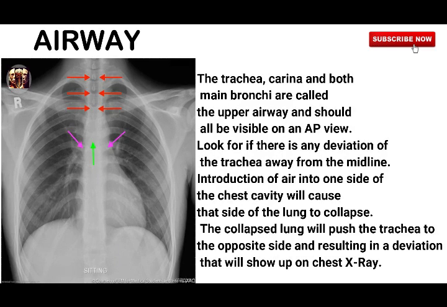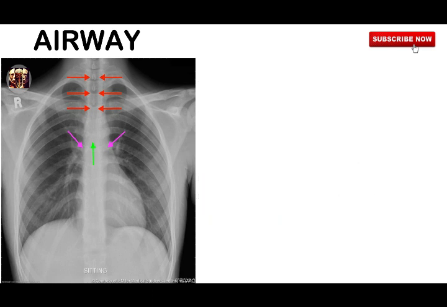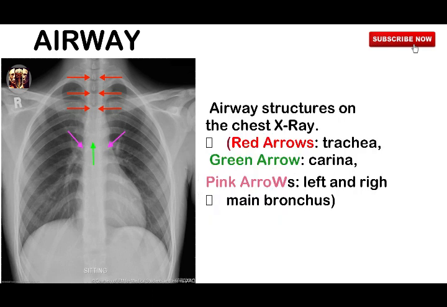Airway: the trachea, carina and both main bronchi are called the upper airway and should all be visible on an AP view. Look for any deviation of the trachea away from the midline. Introduction of air into one side of the chest cavity will cause that side of the lung to collapse. The collapsed lung will push the trachea to the opposite side, resulting in a deviation that will show up on chest X-ray. Airway structures on the chest X-ray: red arrows, trachea; green arrow, carina; pink arrows, left and right main bronchus.